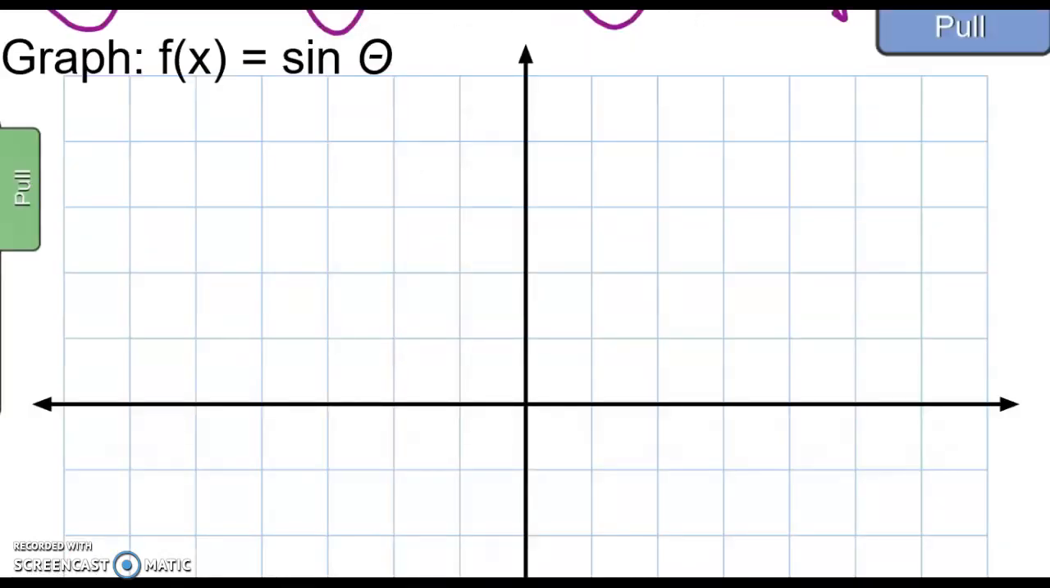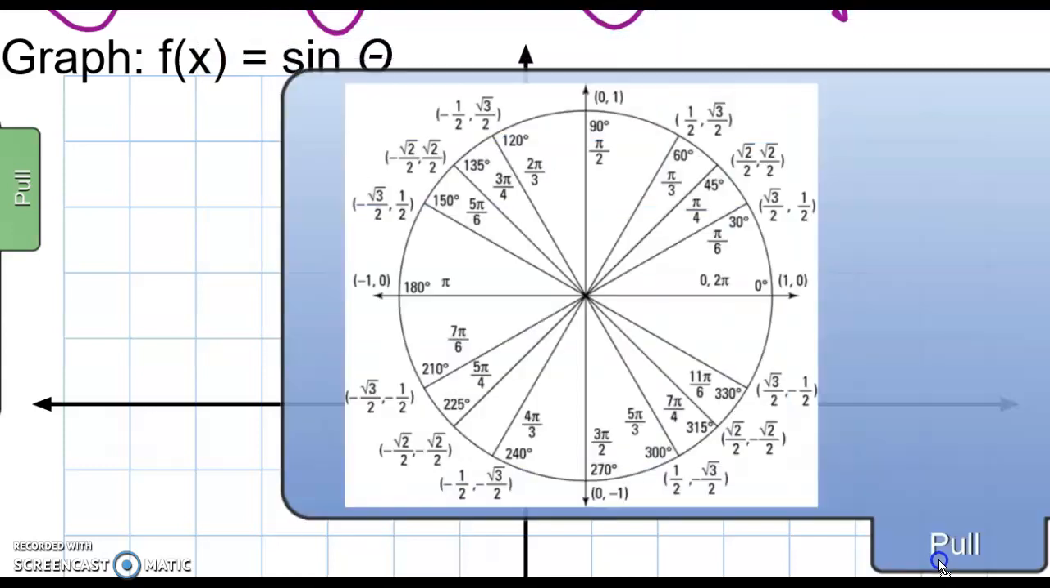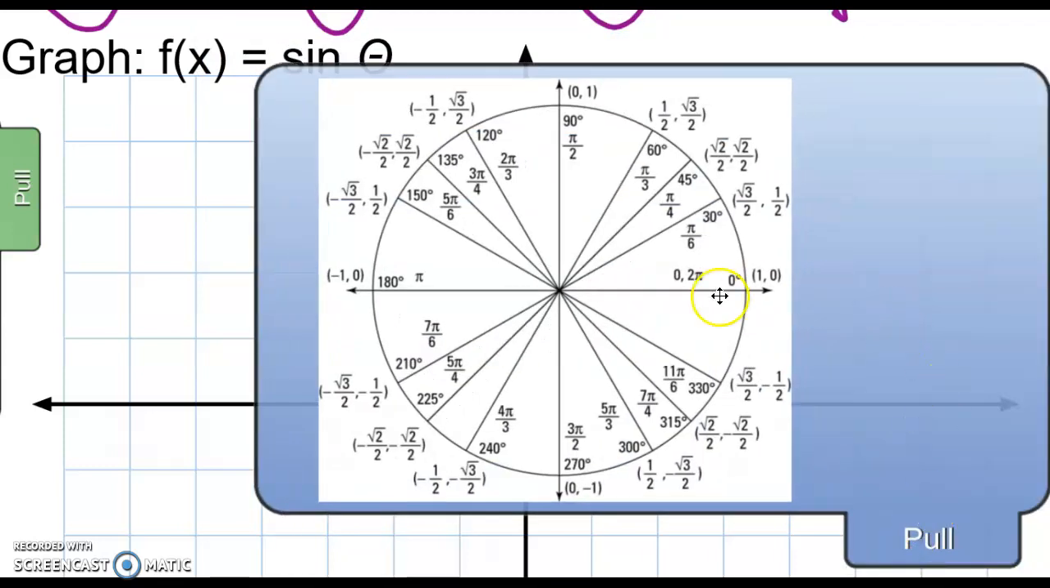So now we're going to talk specifically about how to graph the parent function of sine of x or sine theta. Whenever we have a trig function, our x, what we're plugging into that function, is always an angle measurement. So our x values are going to be different angles that we could plug in to evaluate sine for. And then our y values are going to be what we get when we take the sine of that angle. To evaluate this, we're going to use the unit circle here.